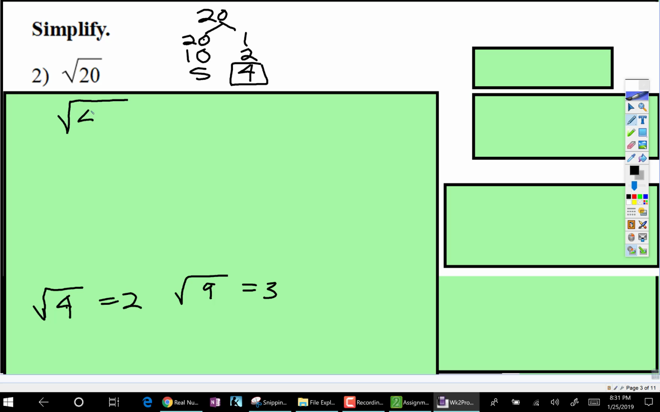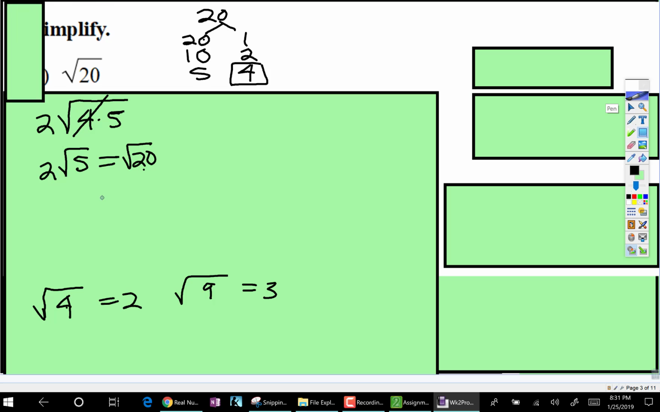So if we say 4 times 5, you can ask yourself, what's the square root of 4? Cancel out the 4 and put a 2 on the outside. So 2 root 5 means the exact same thing as square root 20. Square root 20 is the same thing as 2 root 5.